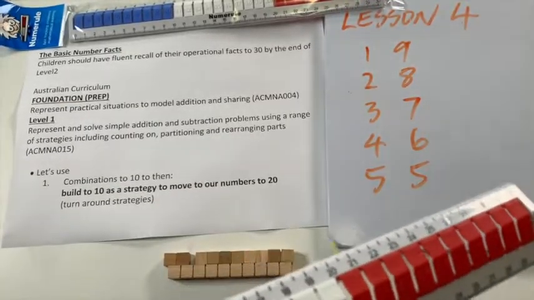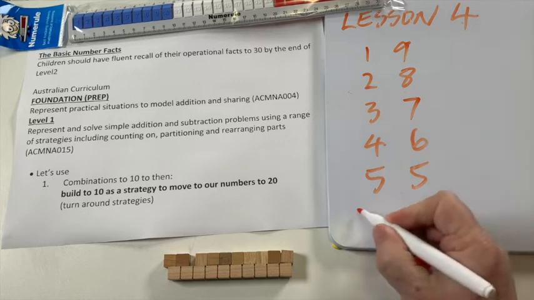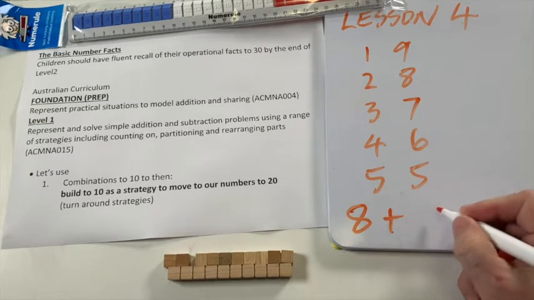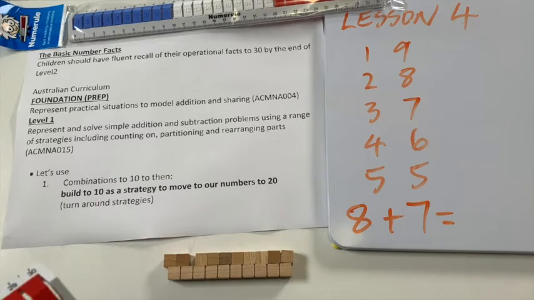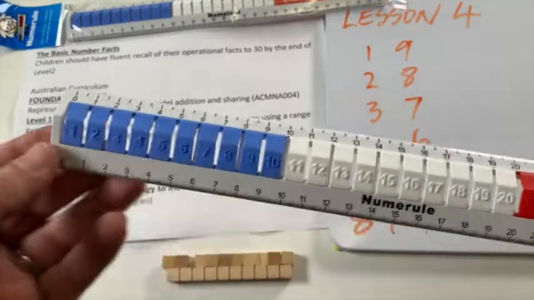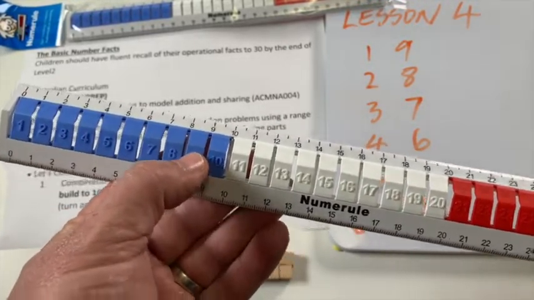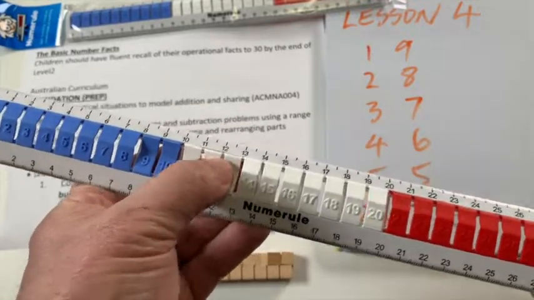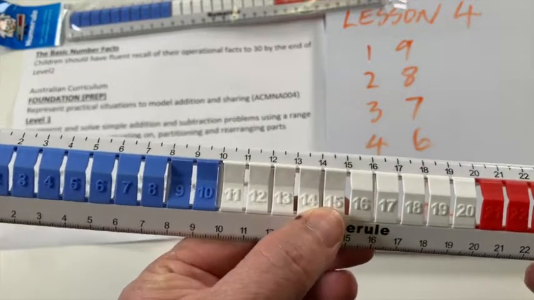So let's take, for example, we want to do 8 plus 7 and find out what that is. So with the numeral, we could get the kids to start with 8, and then we can add on 7. 1, 2, 3, 4, 5, 6, 7. And the kids would see that we've come to 15.